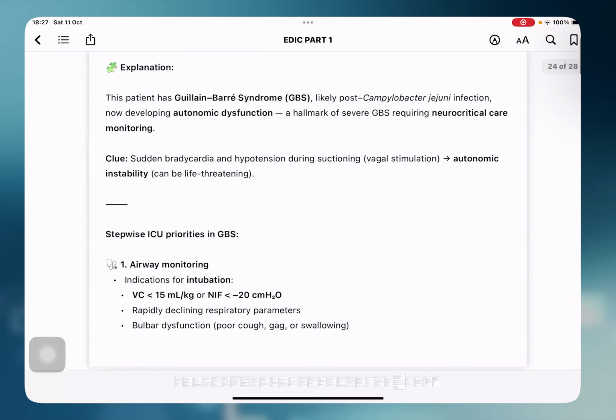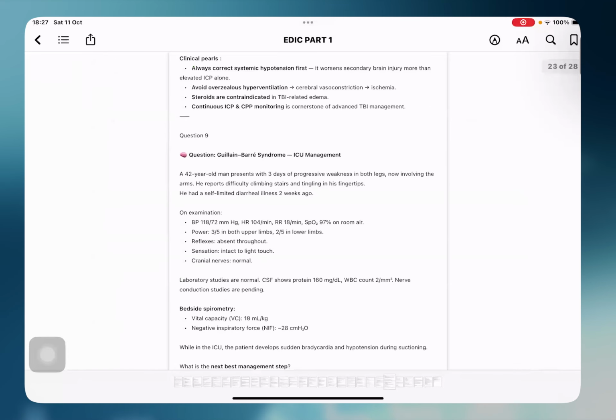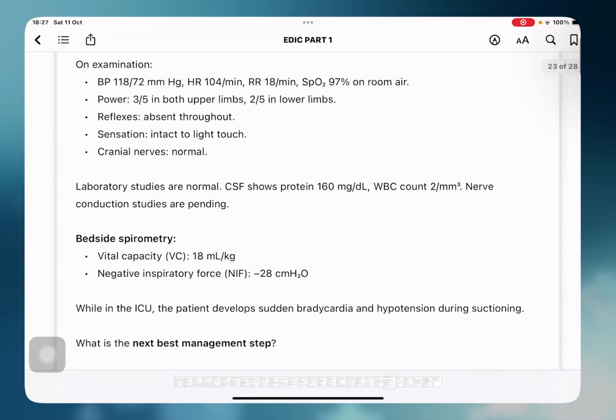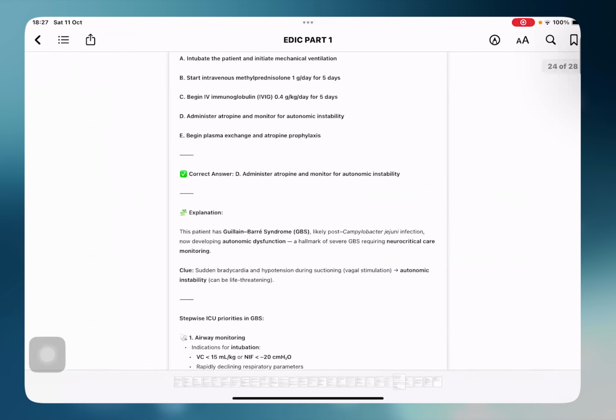Indications for intubation are when the patient's vital capacity is less than 15 ml per kg. But here it was given that the vital capacity is 18. So it is still above 15.